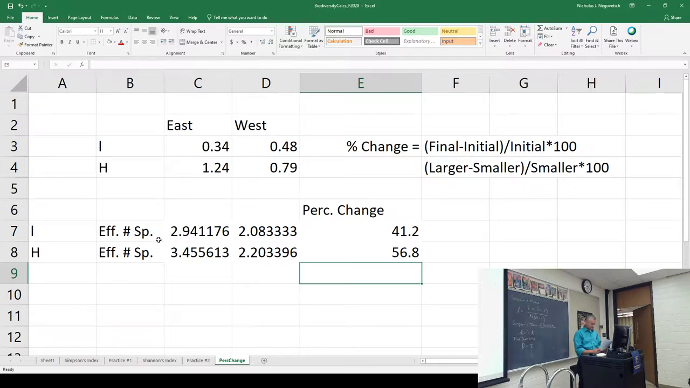So we did these percentages. These last three questions. Does it matter which index we use to compare biodiversity values? So if we have two different habitats like this, east versus west, does it matter if we use Simpson's or Shannon's? Do you think it matters?